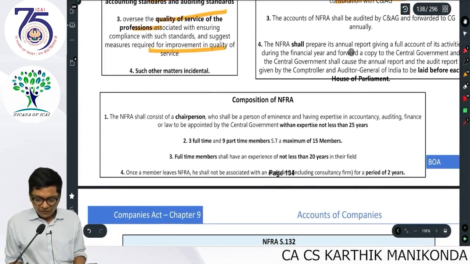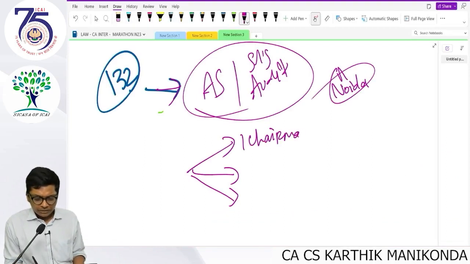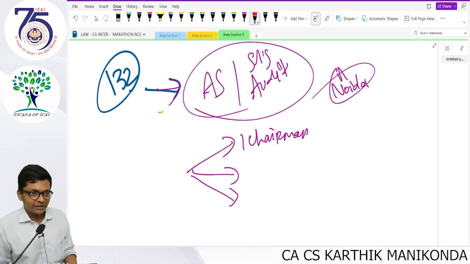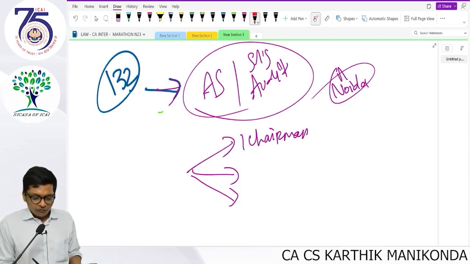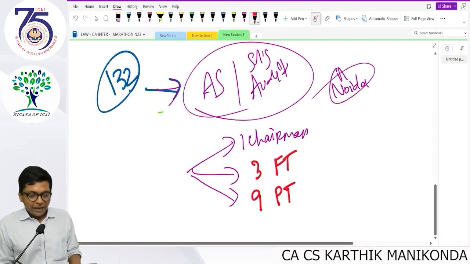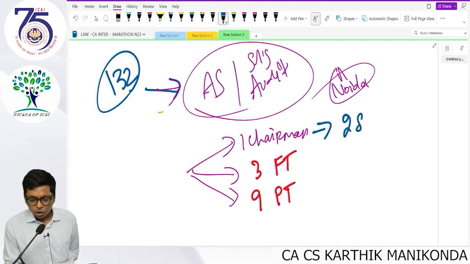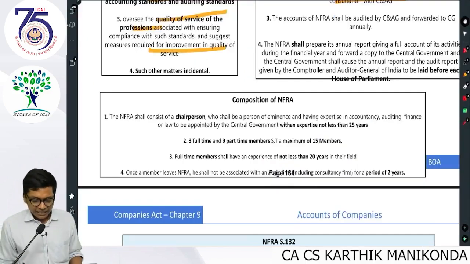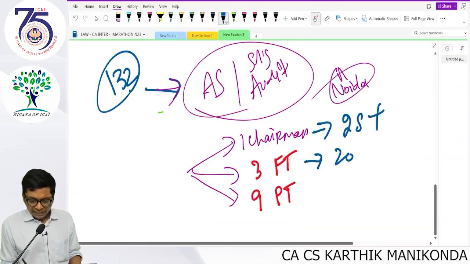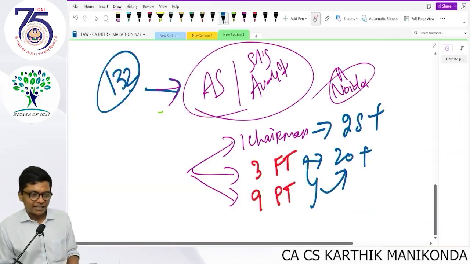Composition of NFRA, basically they have 3 types of members. 1 chairman. This full section never tested. I told you why never tested. So next we have full-time members. How many full-time members? 3 full-time members and 9 part-time members. The full-time member needs an experience. Chairman needs 25 years of experience and full-time members more than 20 years. Regarding part-time also they have not spoken, so we can take the same assumption as 20 years.